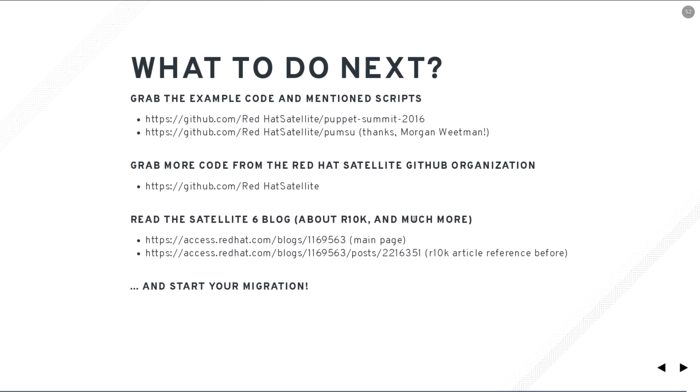Having said that, I'm not going to read through the whole summary. These are the GitHub links you want to go to. The top one is where our scripts are. And then we have the Pumsu script that I really want to mention explicitly here. I have no idea if Morgan's here. I've never met him. But Morgan Weidman wrote this brilliant script to push all of your Puppet modules into Satellite 6. The PDF will be up in about 5 minutes after this. If you go to github.com/redhatsatellite, you need to take the space out manually because this presentation program keeps strangely inserting that space.